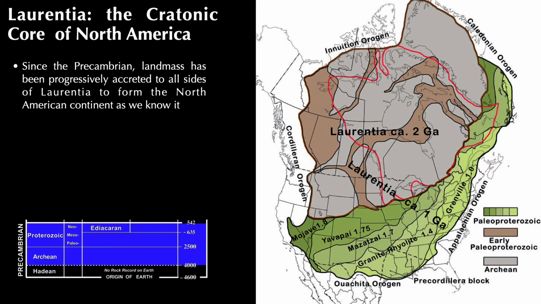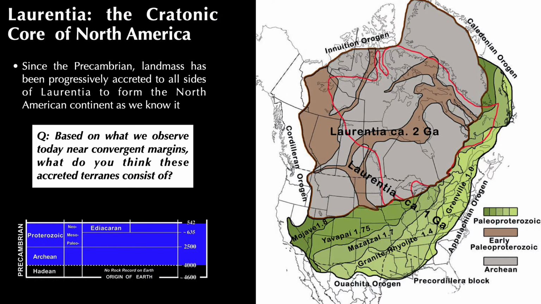And so since the breakup of Rodinia, the cratonic seed of Laurentia has had sections progressively accreted to it on all sides, and this combination of cratonic core and orogenic mobile belts is what defines the current continent of North America.